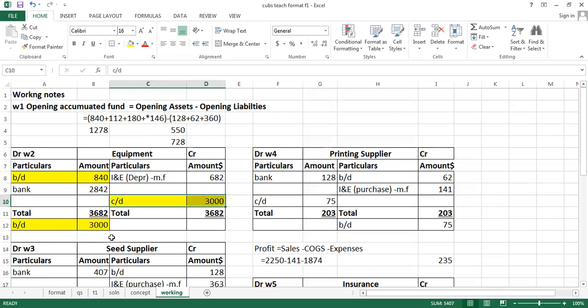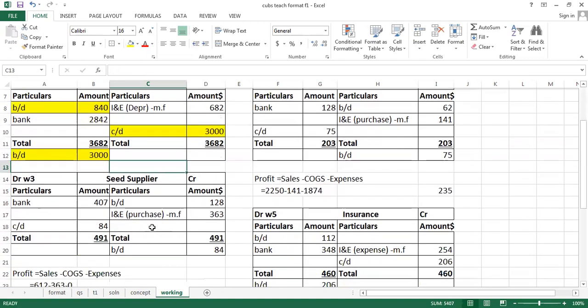But while placing it, if it's an asset, first place it below the total line, and then place it simultaneously above the total line on the next side. This is how you place the opening and closing balance. Also, the rest follow the same.